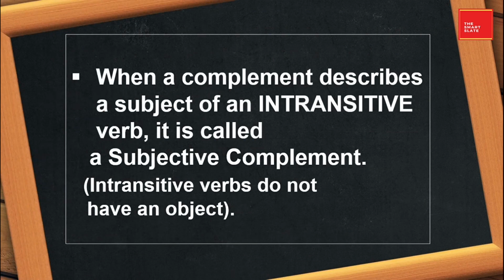When a complement describes the subject of an intransitive verb, it is called a subjective complement. Now, in the case of a subjective complement, you usually have a subject and not an object, because intransitive verbs do not take an object after them. So they do not have an object, but they are focused on subjects. Whenever you see a subjective complement in a sentence, you'll usually find the verb used is an intransitive verb.